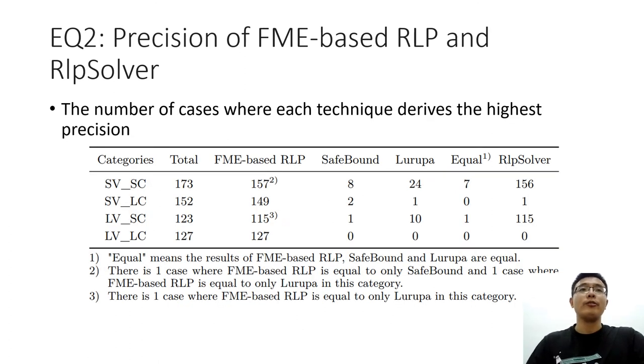About question 2, we count the number of cases where each technique derives the highest precision. From this table, we can see that FME-based RLP has the best precision in most cases among these three techniques. The last column of this table shows that there are 272 out of 575 cases where RLP Solver can derive the highest precision. In total, RLP Solver can get a better trade-off between efficiency and precision.